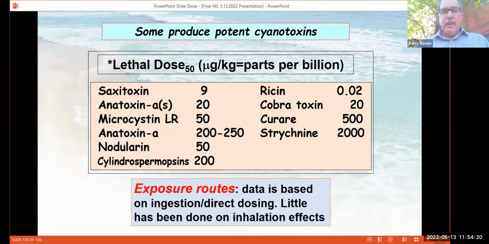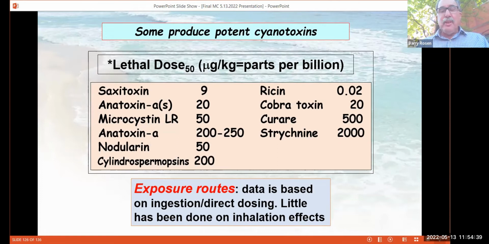So how toxic are they? If you look at how they measure toxicity, it's micrograms per kilogram of body weight to have a lethal dose where 50% of the mice die. We don't do this on people. It's hard to get volunteers. But anyway, that's algae joke.